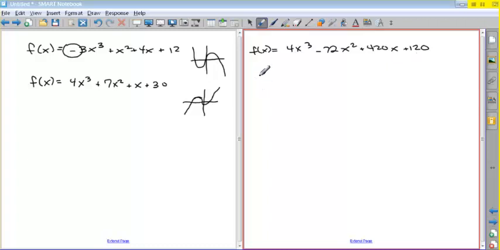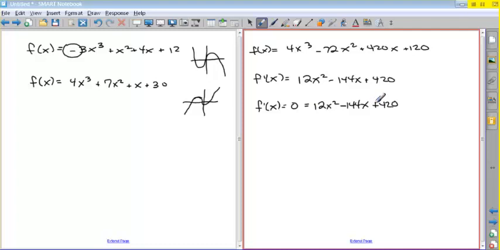So if I take the derivative of this, I'll end up with 12x squared minus 144x plus 420. So that's the derivative. Then what you do is you set the first derivative equal to 0. Now to solve for the roots, you can divide by 12. So for finding the critical numbers, we can divide everything by 12.